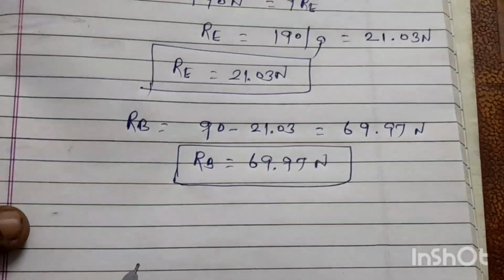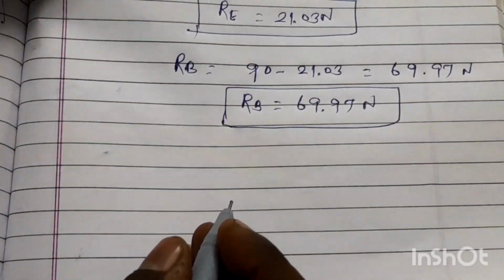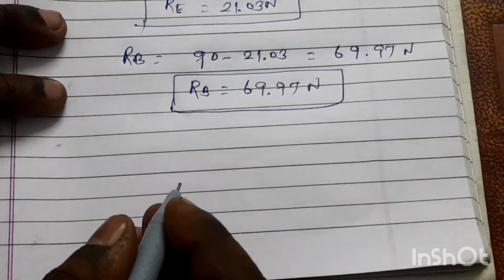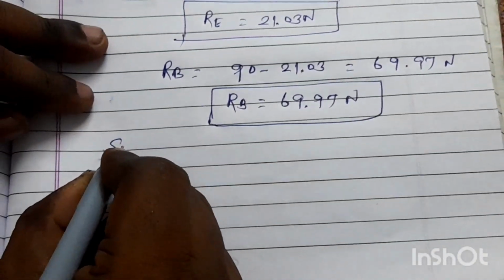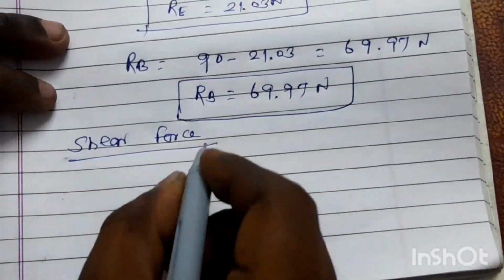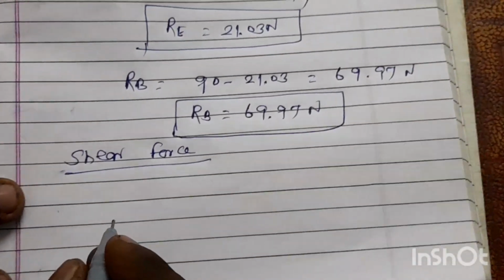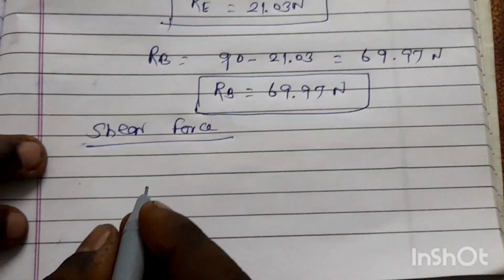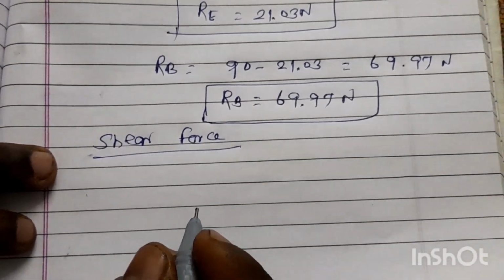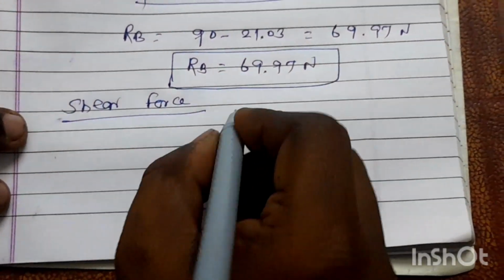What is the next step we have to go for? After finding these RB and RE, we have to go for finding the Shear Force diagram. So Shear Force values. How to find the Shear Force values? Shear Force values can be found out by using the methodology to calculate the sum of values of forces with the sign conventions.